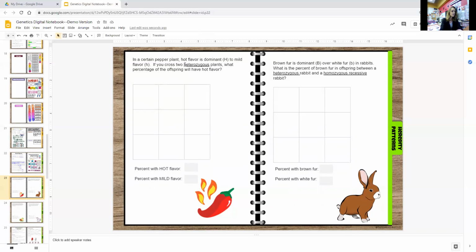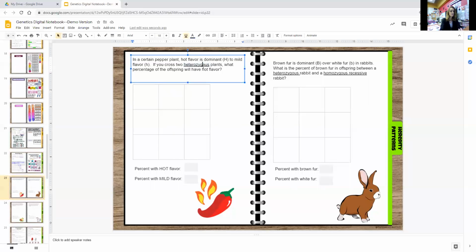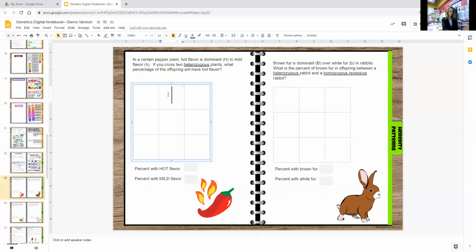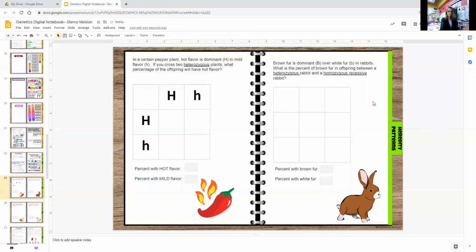All right. So here I have underlined heterozygous, and there's 2 of them. So that means that both parents are heterozygous. So in my top boxes up here, I'm going to write a capital H and a lowercase h. Heterozygous, 1 dominant, 1 recessive. So that's my first parent. My second parent is going to go down the side here. And remember, it's heterozygous again. So 1 dominant, 1 recessive.